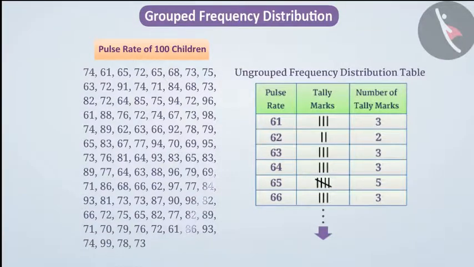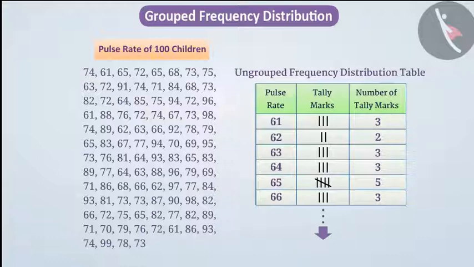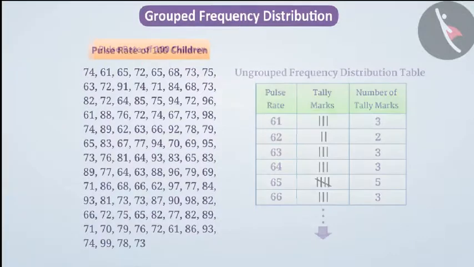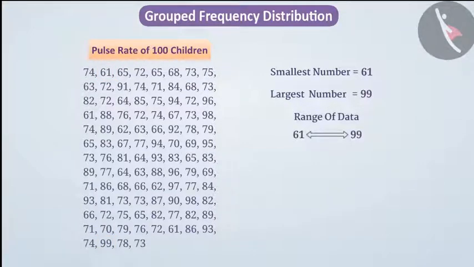Since the data here are many and varied, the frequency distribution table will be longer. It will also be difficult to make such a table and get any information from it. In such a situation, we can make them smaller by forming groups of data. The smallest number in the given data is 61 and the largest number is 99. In this way, the range of data is from 61 to 99.